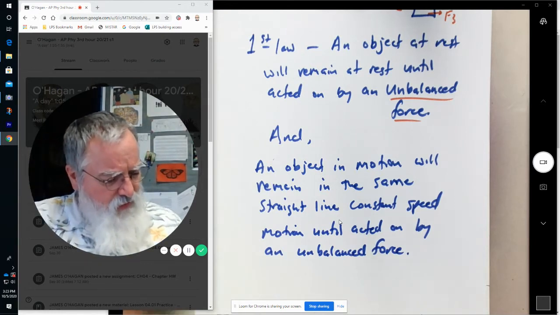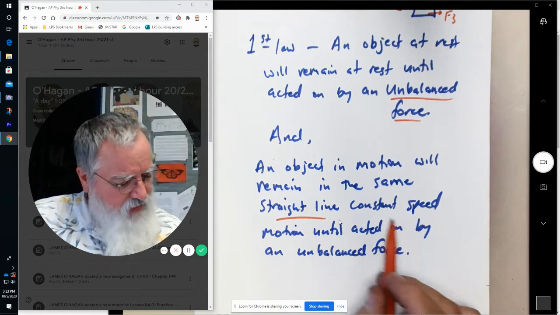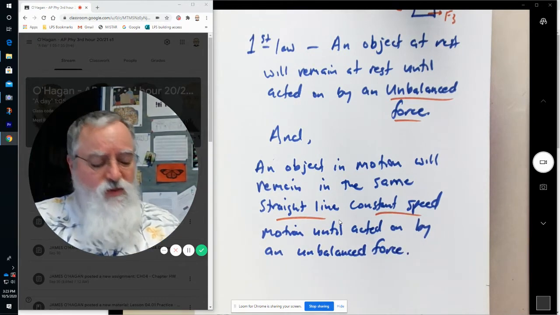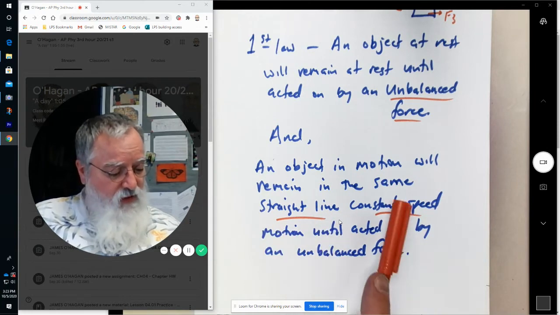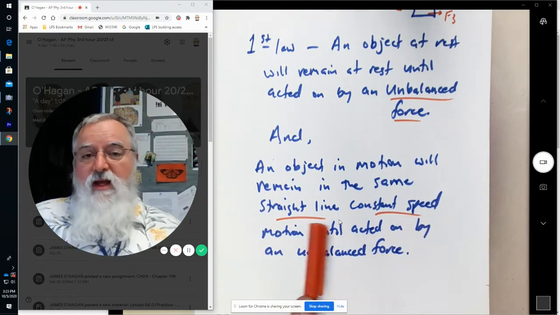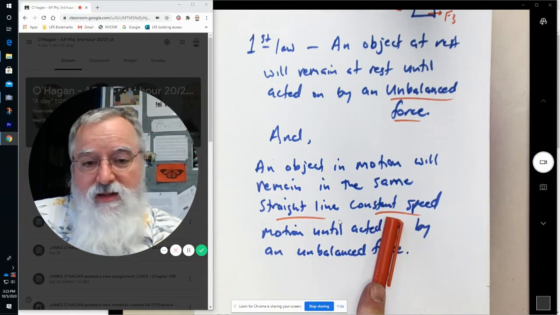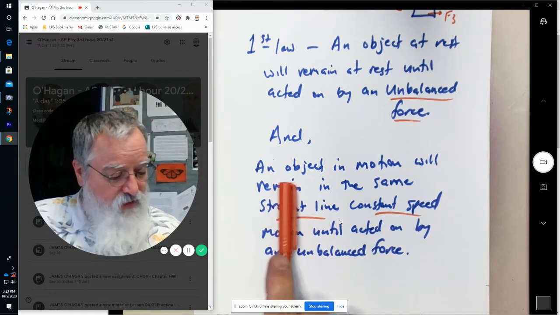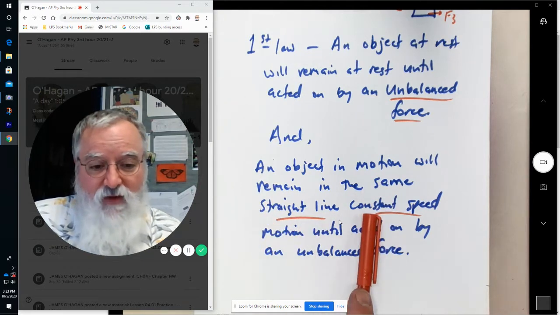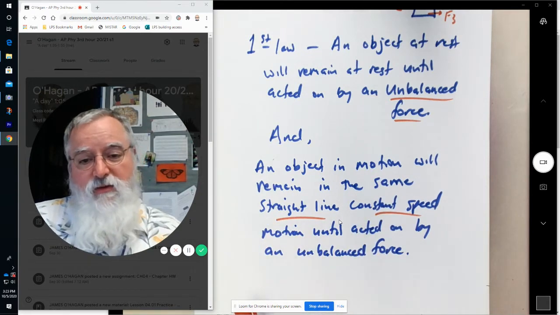In here, the things I want to highlight are straight line and constant speed. Those two things are talking about the velocity. If it's not changing directions and it's going at the same magnitude, the same speed, you're keeping the same velocity. So an object in motion will keep its same velocity until acted on by an unbalanced force.